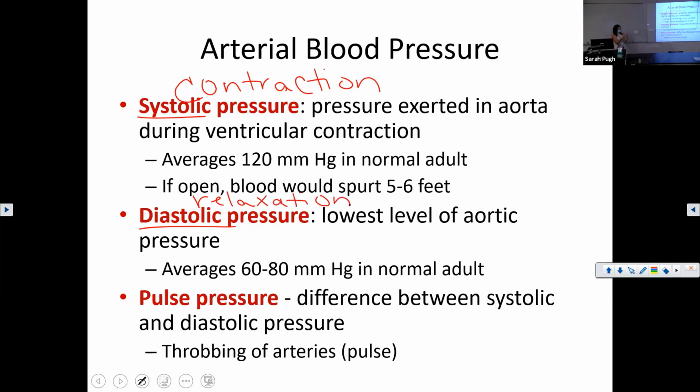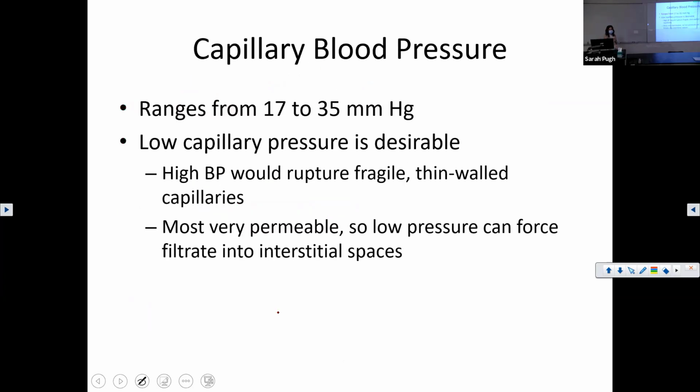So when the ventricle relaxes, the pressure drops to 80. So those two terms, when we talk about blood pressure of 120 over 80, we say it's a systolic over diastolic pressure. Now you should be able to relate to those terms. Contraction over relaxation. The pulse pressure is just the difference between those two numbers. And this is what you feel when you feel a pulse. You're feeling a throbbing of those arteries as the pressure changes.